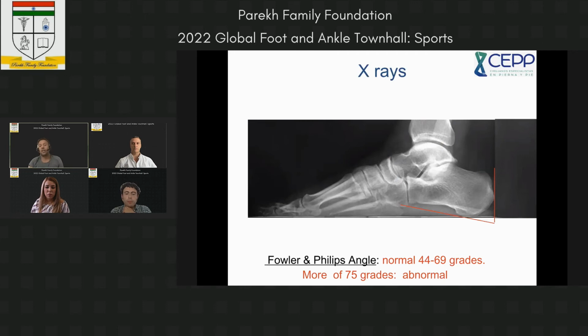These are two angles that I found. We spoke earlier today with Adriana, perhaps the Fowler-Philip angle. It's not so reliable, but it's important perhaps to understand something. You have to draw an angle. You have to draw two lines, one along the plantar surface of the calcaneal tuberosity and a line tangent to the most prominent point along the posterior aspect of the tuberosity. Normal is from 45 to 70 degrees; more than 75 degrees, you have to consider it abnormal.